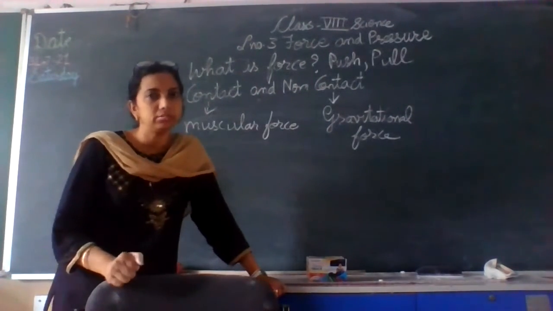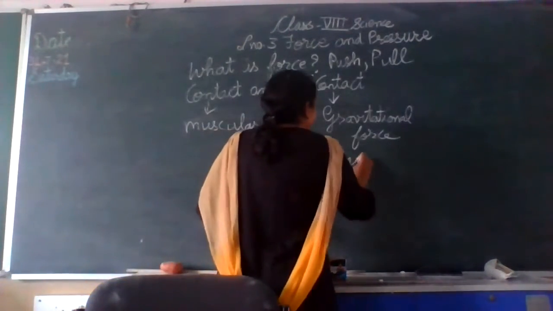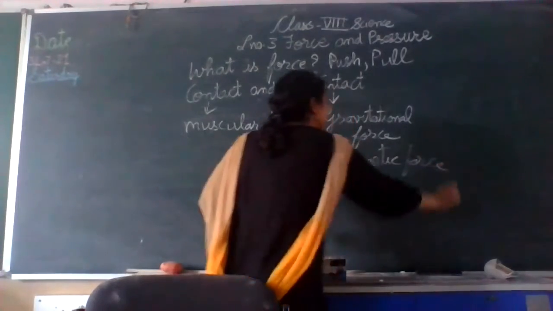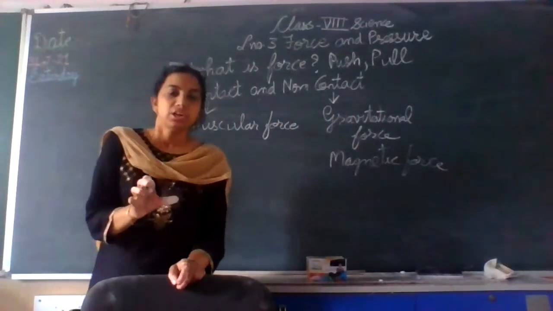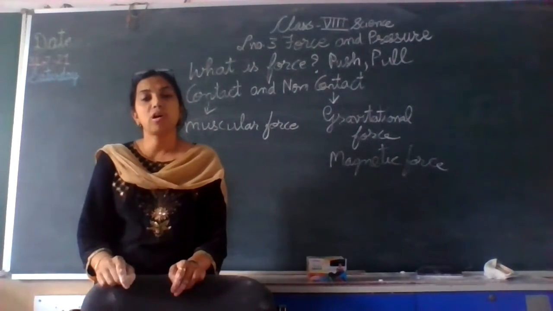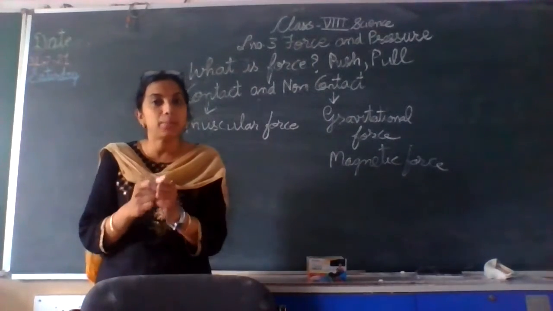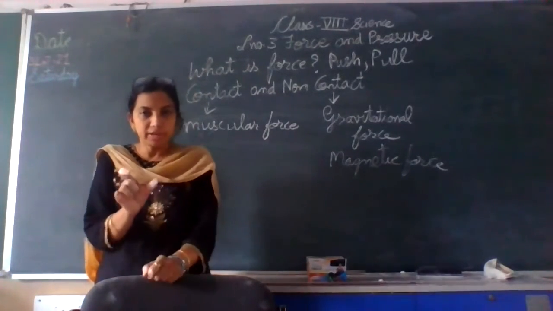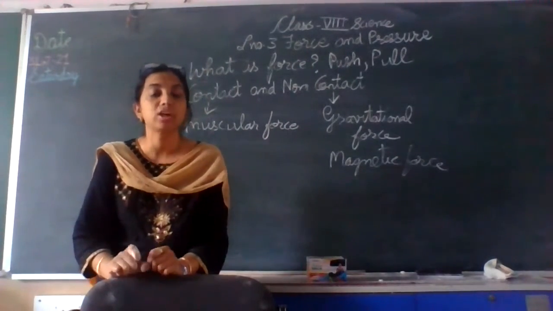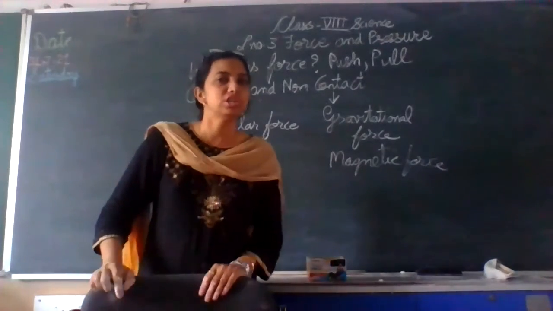Another force which acts like the gravitational force. Have you seen a magnet? Magnetic force. From a distance, you can pull the iron objects, iron nails from the place where it is kept. You don't have to directly keep in contact with the magnet. From a distance, it will be pulling the iron objects or nails made of iron towards the magnet. So, magnetic force is also a kind of non-contact force.